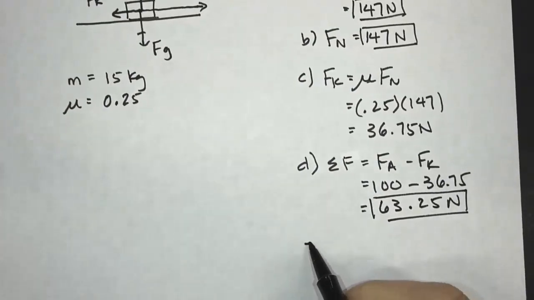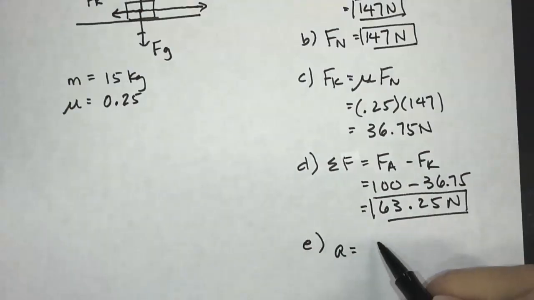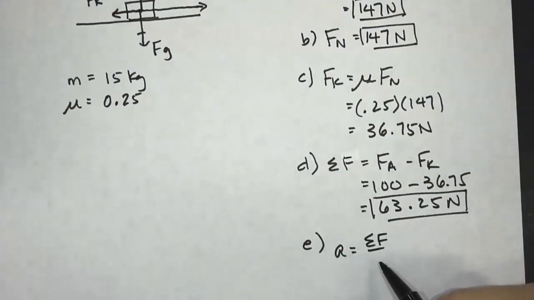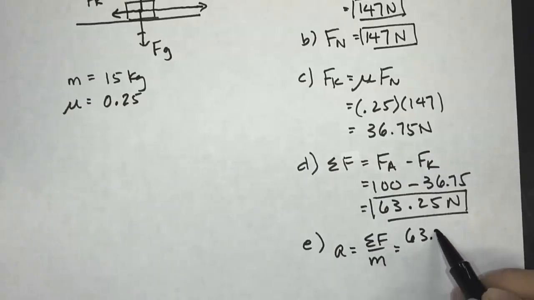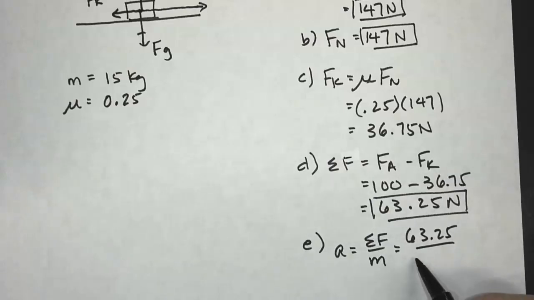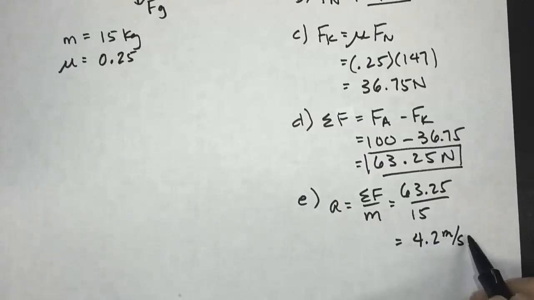And then lastly, we're looking for the acceleration. The acceleration is the net force divided by the mass. The net force is 63.25. The mass is 15. And we get 4.2 meters per second squared.